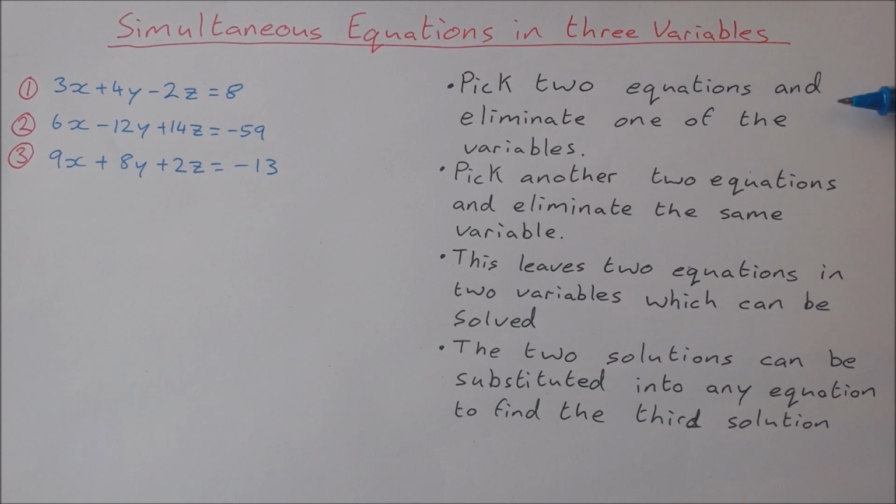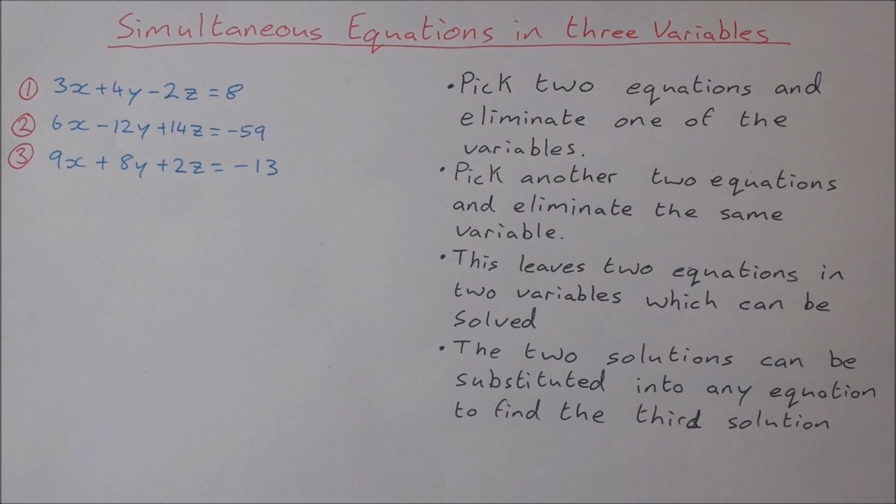So first step is going to be to pick two equations and eliminate one of the variables. You can pick any two you want and you can eliminate any variable that you want. Sometimes some variables are easier to eliminate than others, so you go for whatever one is the easiest. Step 2, pick another two equations. You can pick any two, just not the same two again, and eliminate the same variable as before. This leaves us with two equations in two variables which can be solved like normal simultaneous equations. The two solutions that you get from these two equations, you're going to sub into any of your original equations, and then you'll get your third solution.